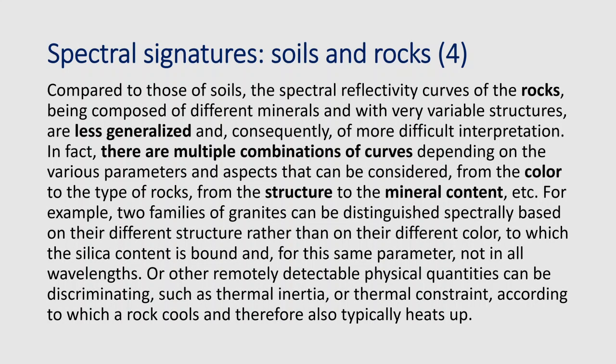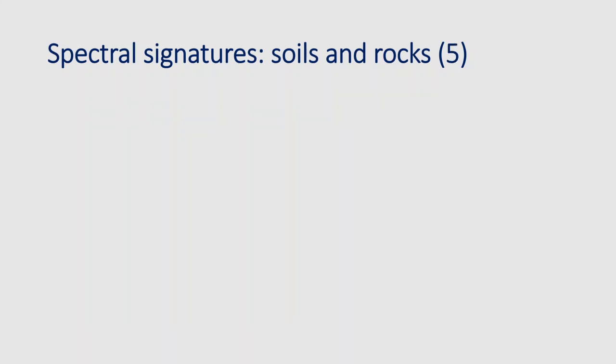For example, two families of granites can be distinguished spectrally based on their different structure rather than on their different colors, to which the silica content is bound, and for this same parameter, not in all wavelengths. Other remotely detectable physical quantities can be discriminating, such as the thermal inertia, for example, or thermal constraints, according to which a rock cools and therefore also typically heats up.